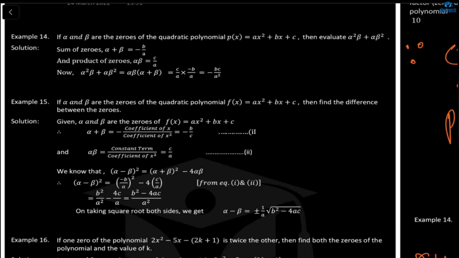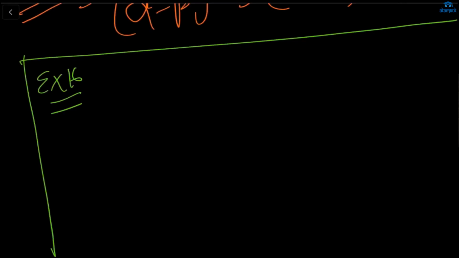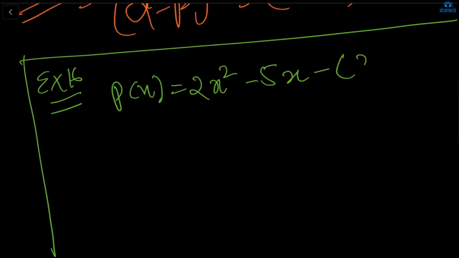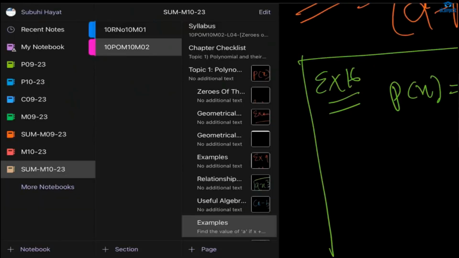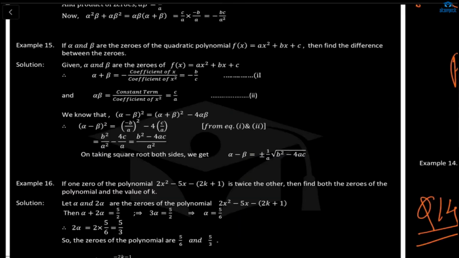Now let's write down the given and all. Example 16. I didn't see the question. You are not able to see the question. Sorry, I'll just wait. I'm writing actually, that's why I'm not able to see the question. First you all solve, then only I will. Now is it visible?